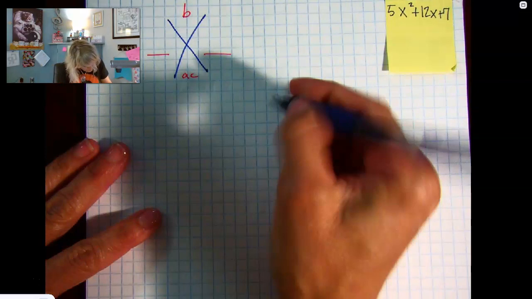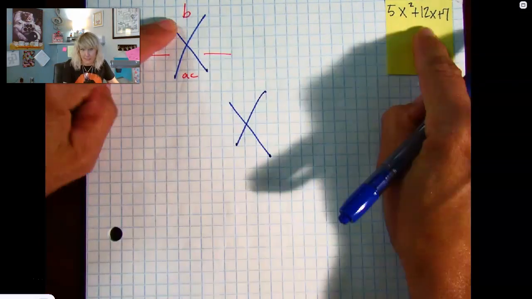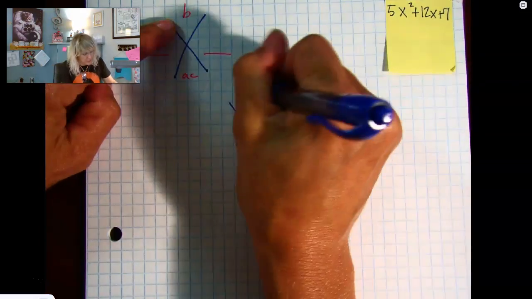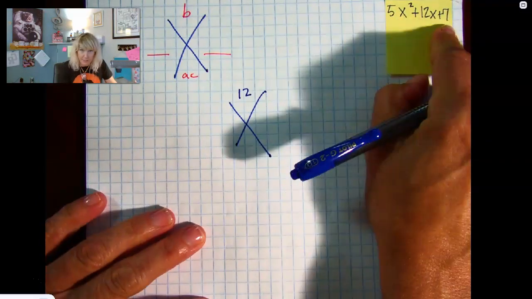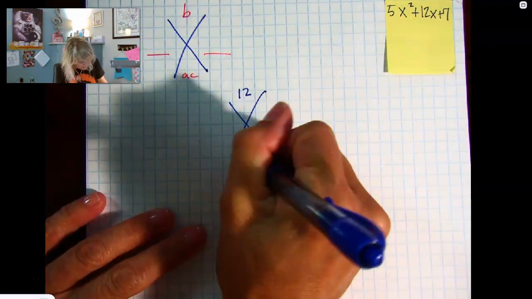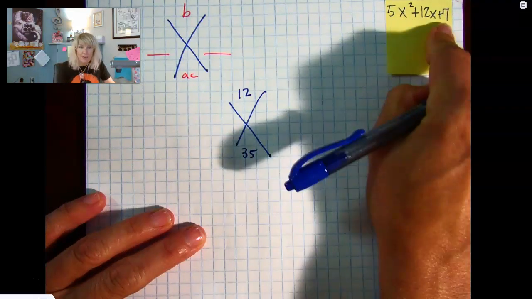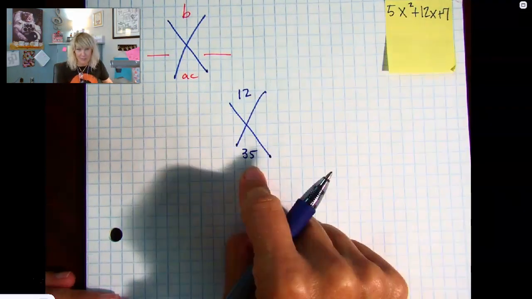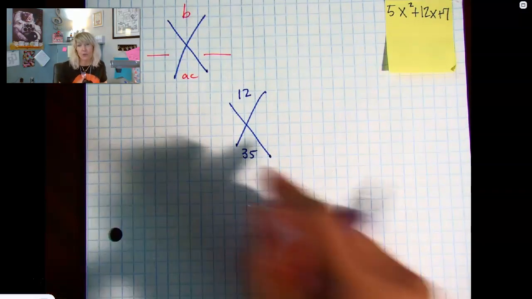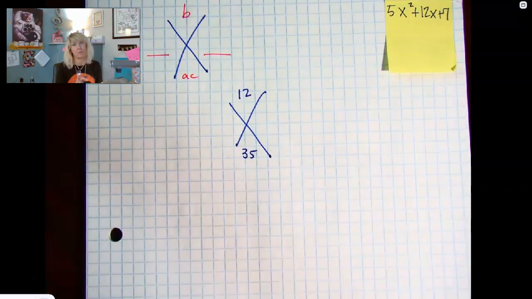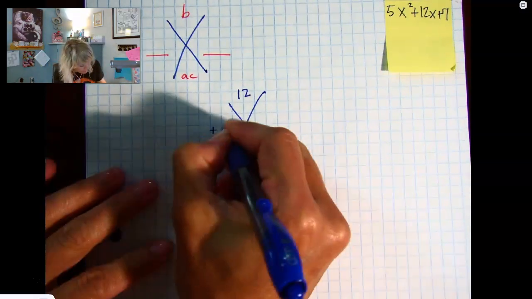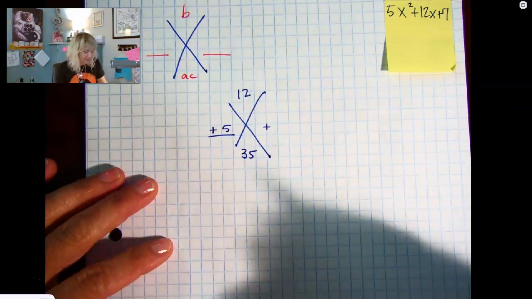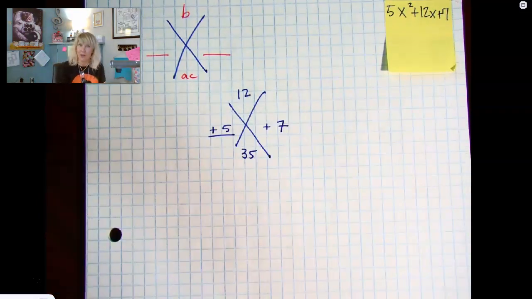So my b term is a positive 12. And then 5 times 7, I'm going to multiply those together and put it down here. And then we have to think of numbers that multiply down to make a 35 and also combine up to make a 12. And of course, that's going to be a positive 5 and a positive 7. So I write it like that on purpose with the sign, and I'll show you why.